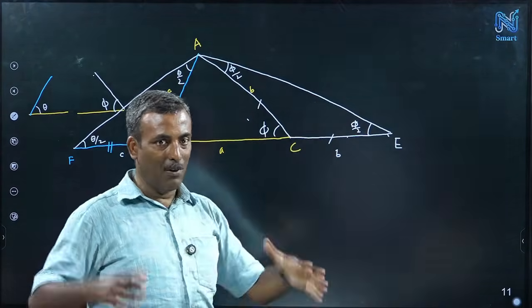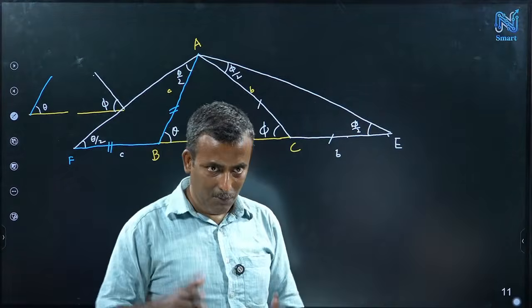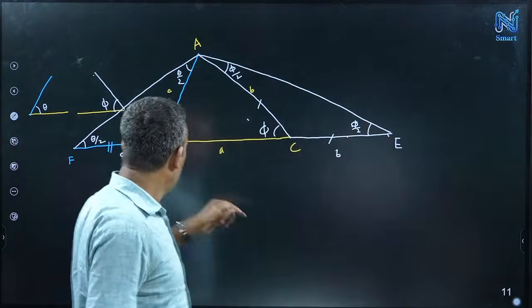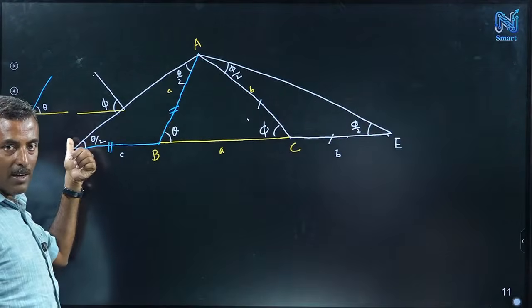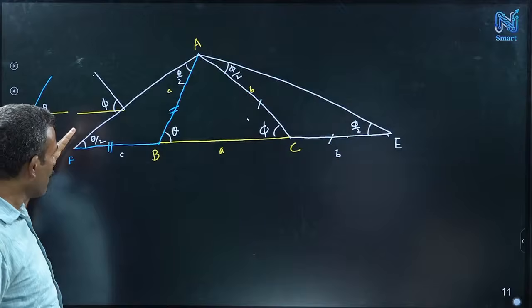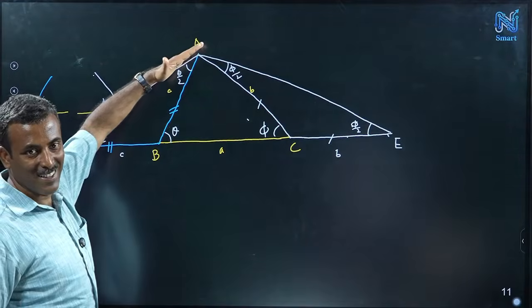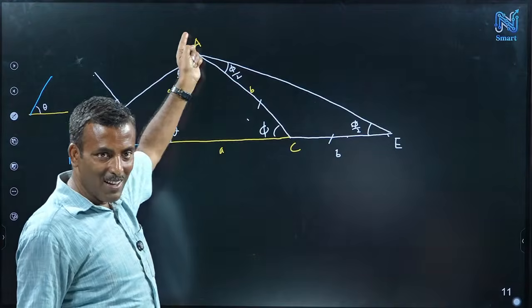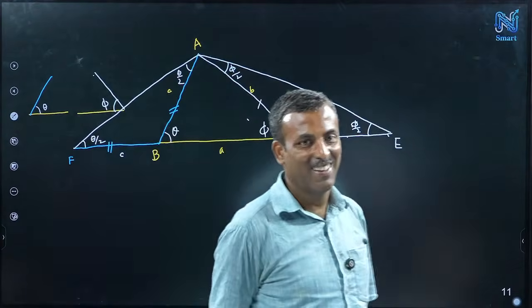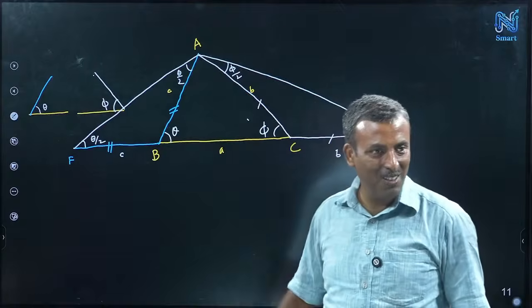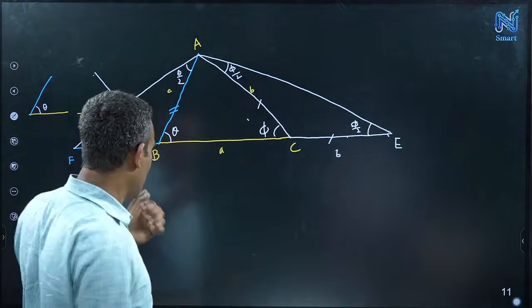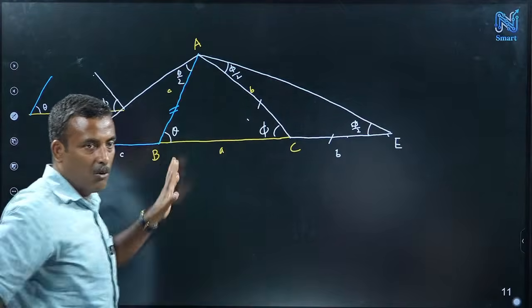Not clear? First draw the phi by 2 and theta by 2, replicate phi by 2 at E, replicate theta by 2 at F. Now we got this line and this line also. Where they meet, that is A. Now we got this point A. Next step, to find the points B and C, we need the triangle, right? How do you get to point A?